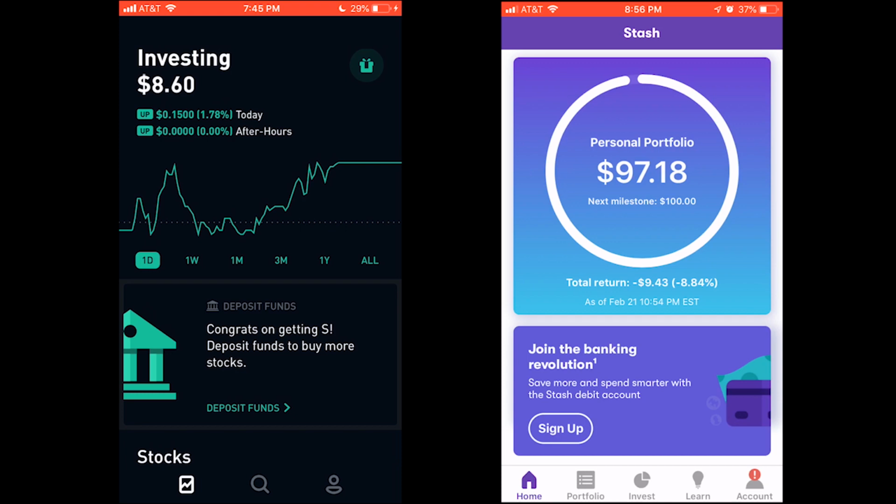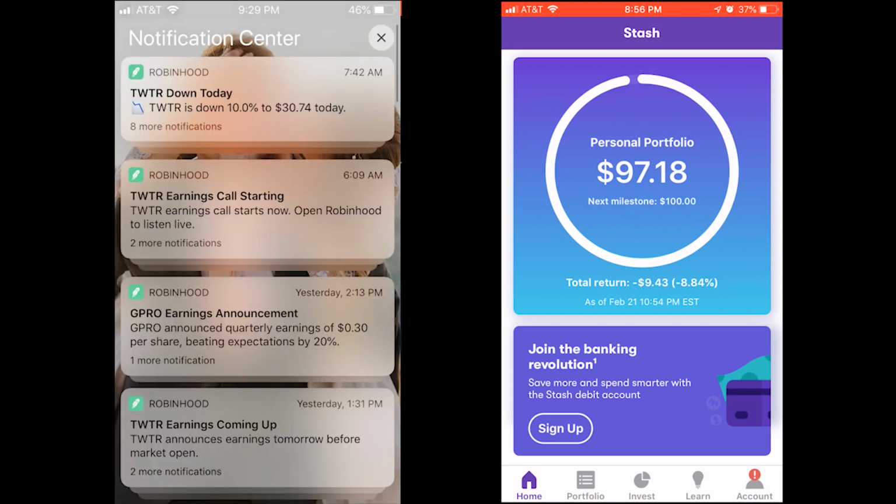Looking at these two home screens, you can tell that Robinhood is set up for people who want to follow the day-to-day performance of their portfolio, while Stash is set up to help give people more of a long-term mindset, which is probably why we don't see a lot of numbers on the day-to-day performance from Stash, and why Robinhood sends out alerts if individual stocks move more than 5%.